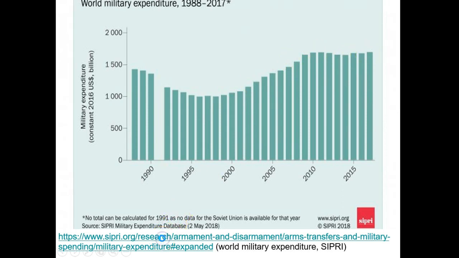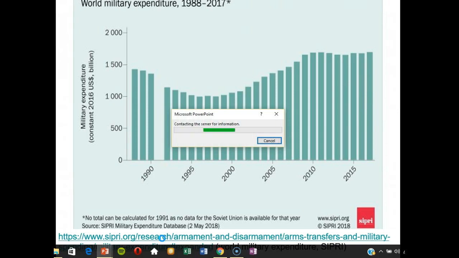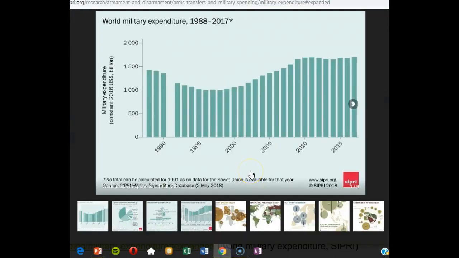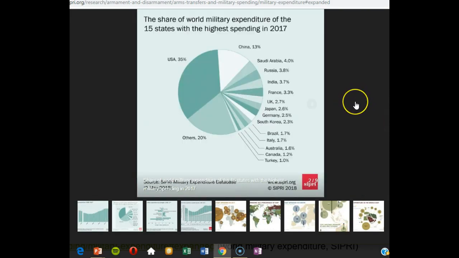Okay, now let's see if this will work. I'm going to access the internet quickly and show you a couple of graphs. Okay, so here we are at the SIPRI online site. So you can see there, hopefully, at the top, but there's also the URL at the bottom of the slide. But have a look at this. So here we are with the world military expenditure, and then if we go to the next one, the share of world military expenditure of the 15 states with the highest spending in 2017.